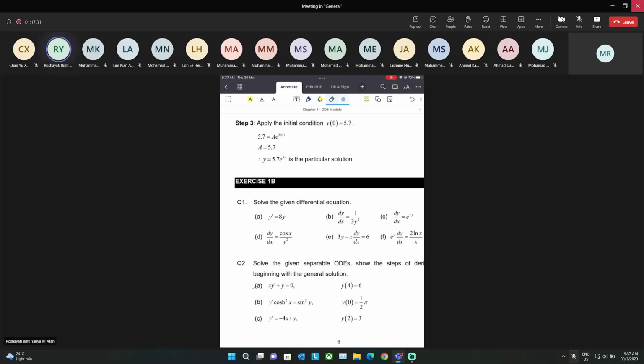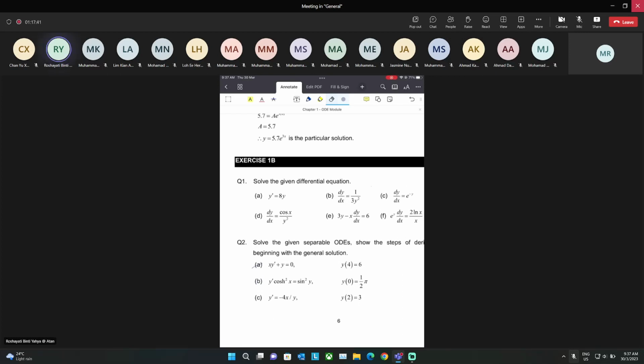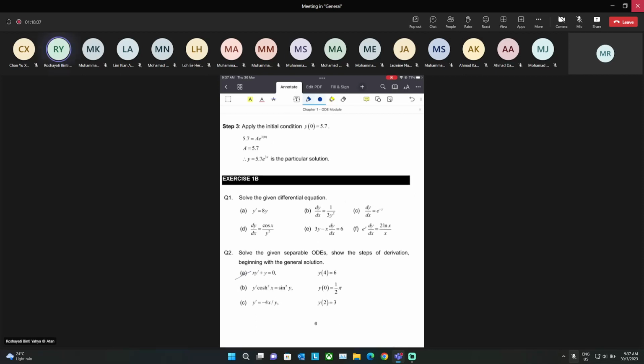Okay. Apply. Finished? We go to exercise 1B. Right. So let's look at Q2A. Then I will give one more example for this Q2A. The question: solve the given separable ODEs, show the steps of derivation beginning with the general solution.